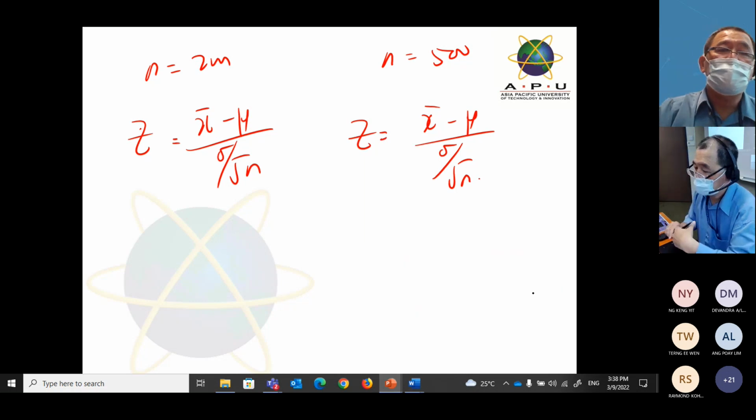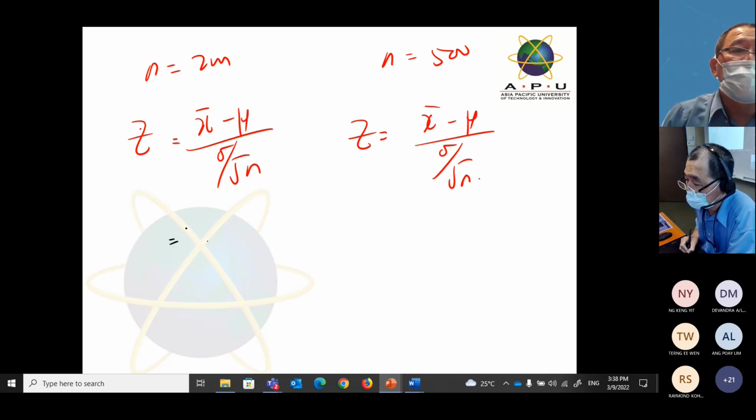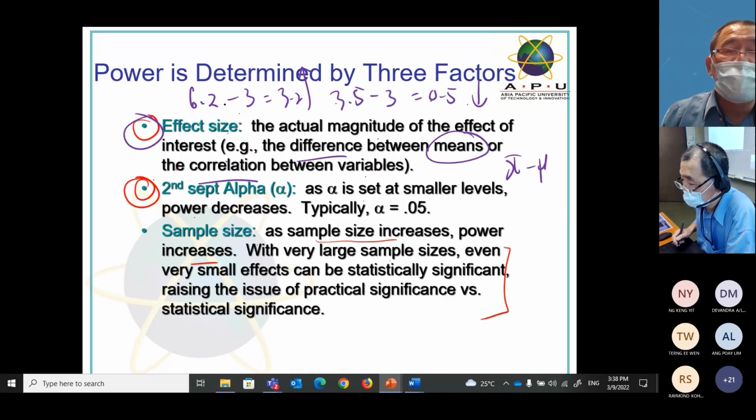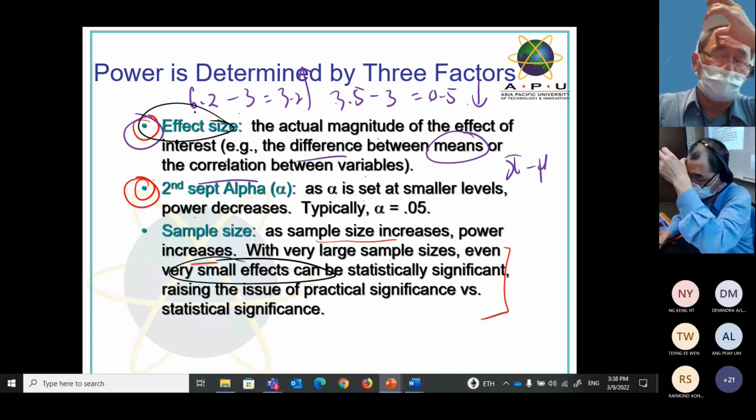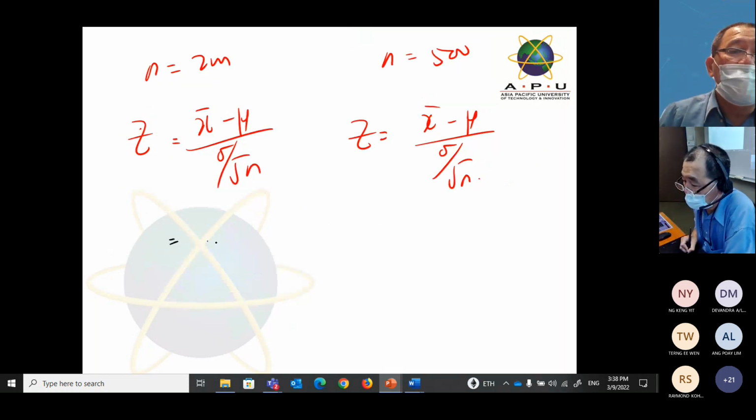Now we see one example here for 2 million. Therefore, you see we use a very small effect size. Can you see here? Small effect means the effect size is small. Example, let's say 3.2 minus 3.